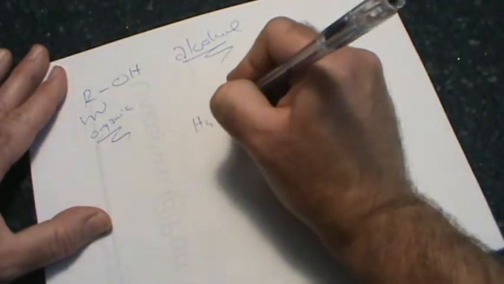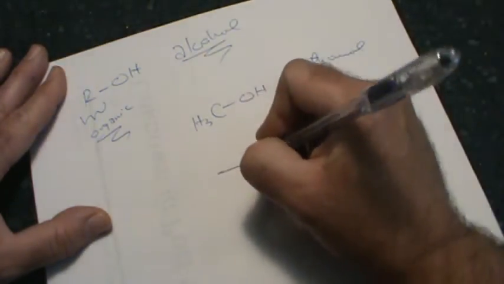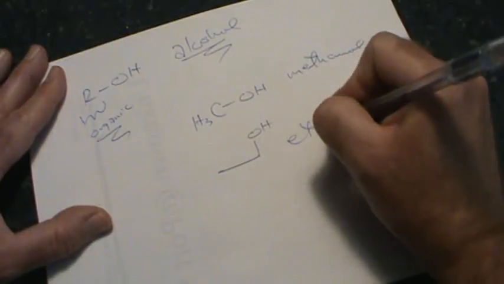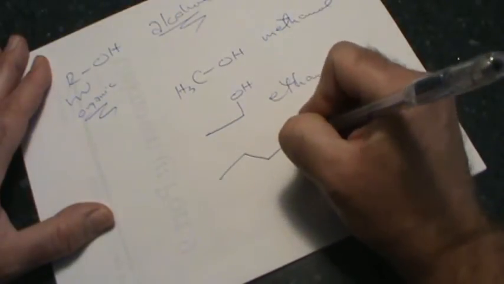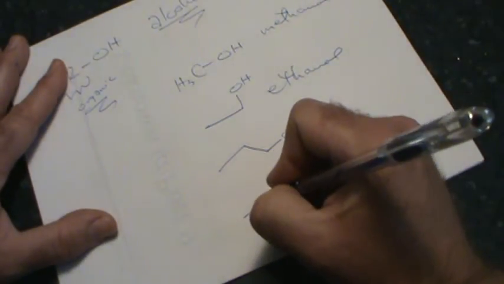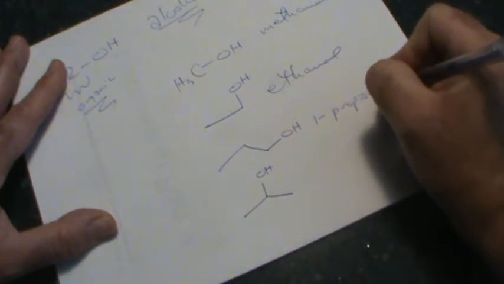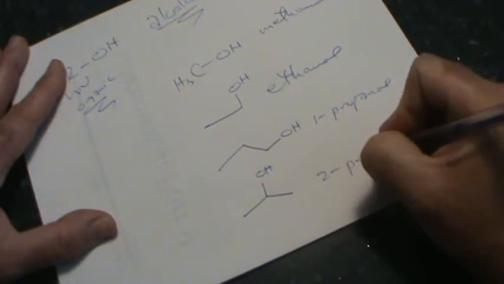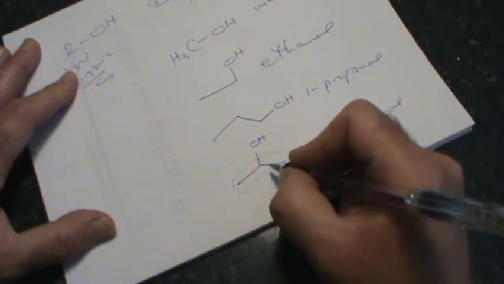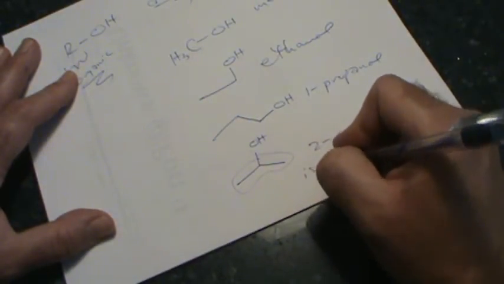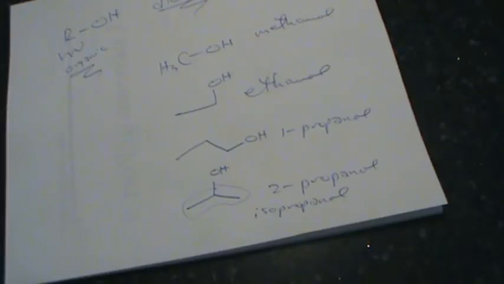It could be as simple as a methyl group attached to an OH group, that is methanol. It could be an ethyl group attached to an OH group, that is ethanol. It could be a 3-carbon propyl system attached to an OH group. It turns out I can do that in 2 different ways. I can have 1-propanol or 2-propanol. This 2-propanol is often referred to as isopropanol. In fact, you can go to the drugstore and buy isopropanol in a bottle.